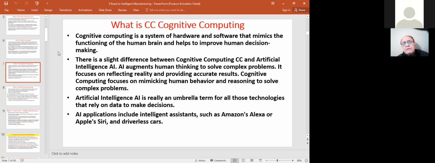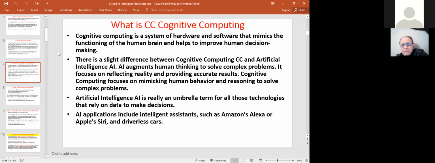Then there is another term, cognitive computing. Cognitive computing is very similar to artificial intelligence. It is really a system of hardware and software that mimics, that copies, the human brain. When it does this mimicry work, that is called cognitive computing.